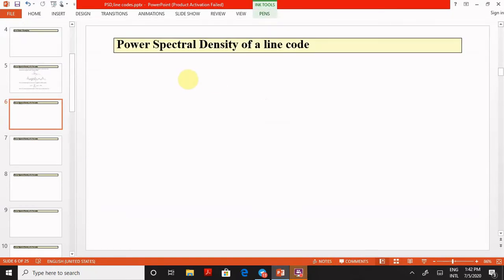So we have written that the Fourier transform of p(t), where we have considered p(t) as a rectangular pulse, can be simply written, as we have already seen, as TB by 2 sinc of pi f TB upon 2, right? So this we have seen.